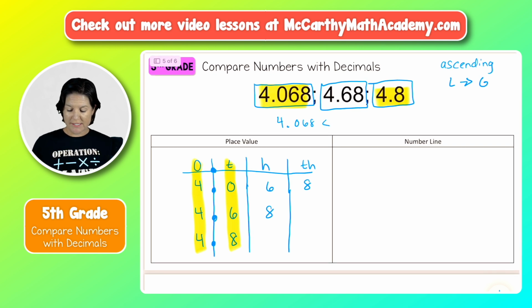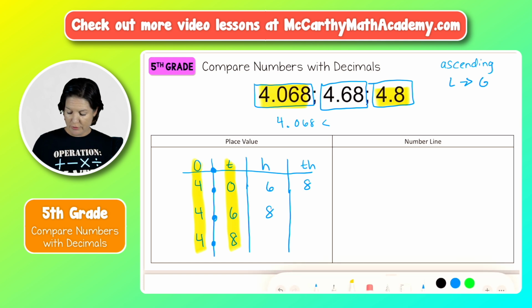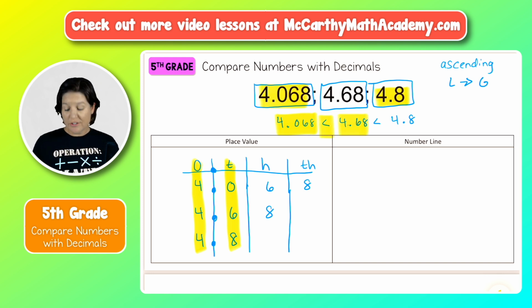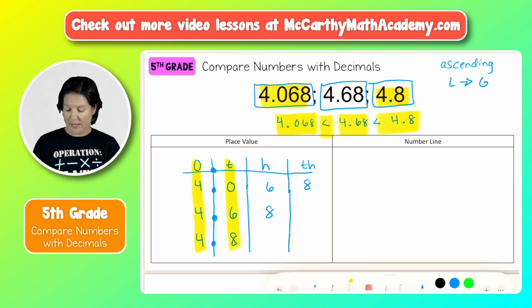So it's going to be less than our next value, which would be having that 6 in the tenths place. 4 and 68 hundredths would be our next number, which is less than 4 and 8 tenths. So again, we have 4 and 68 thousandths, which is less than 4 and 68 hundredths, which is less than 4 and 8 tenths. That would be ascending order, going from the least to the greatest.